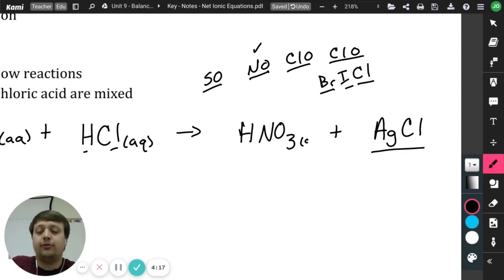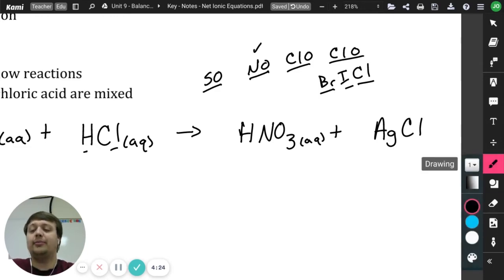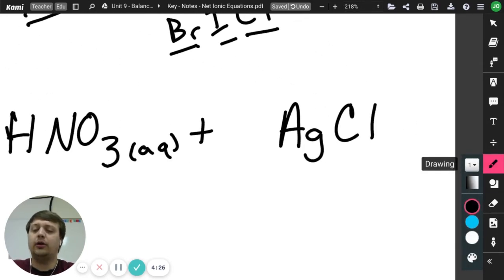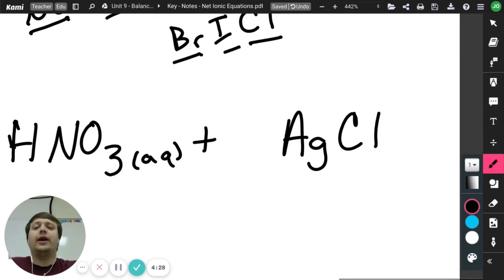And so since it's a strong acid, it's going to be aqueous. Okay? Well, then I'm going to do the exact same thing with my silver chloride. So I look at this. Is silver chloride an acid or a base? It's not an acid because it doesn't start with hydrogen. It's not a base because it doesn't end with hydroxide.